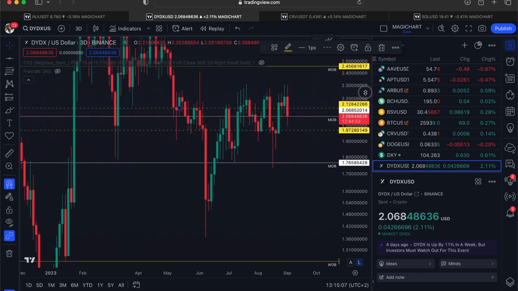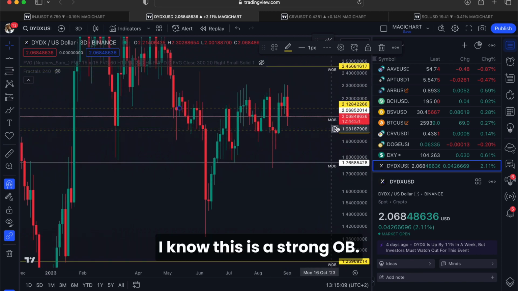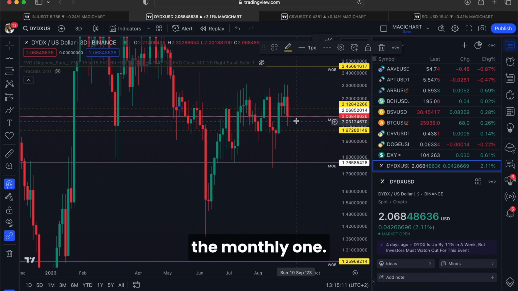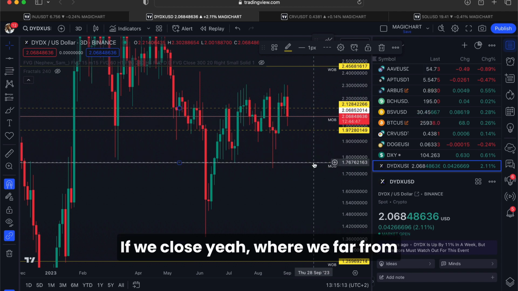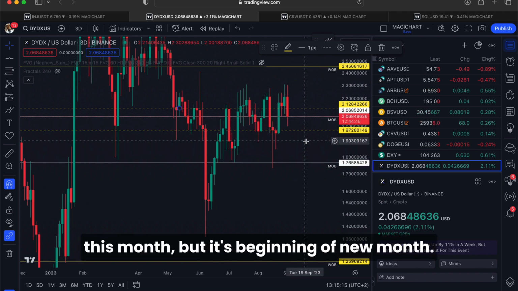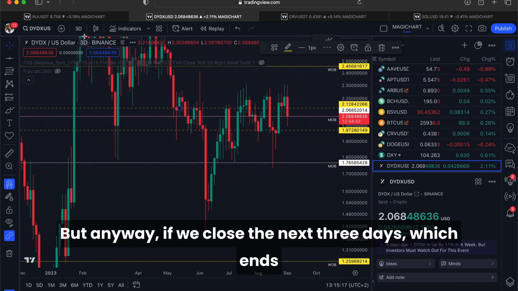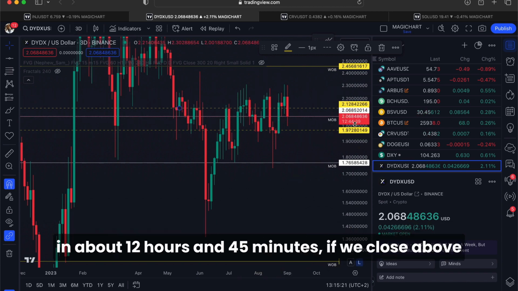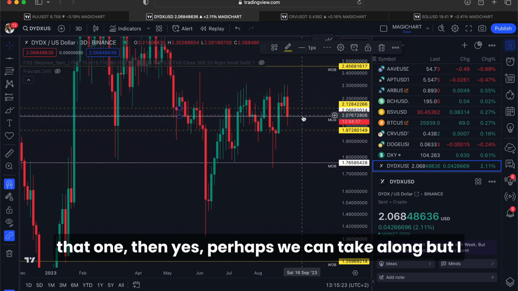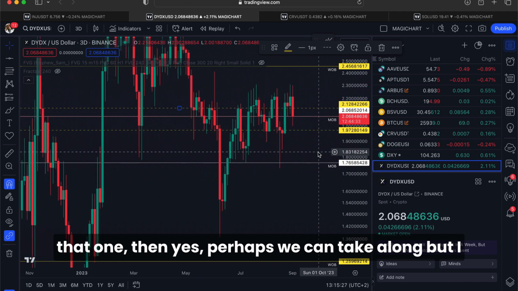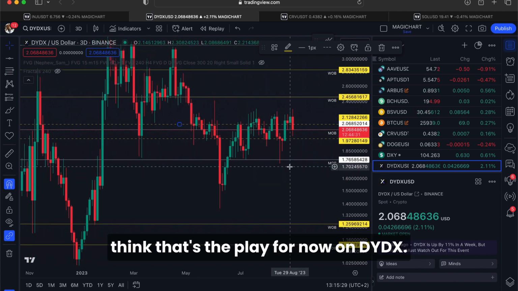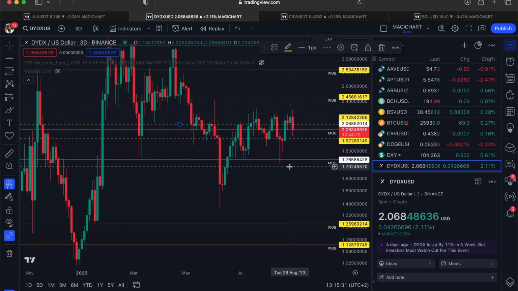I personally know this is a strong order block, the monthly one. We're still far from closing this month, but it's the beginning of the new month. But anyway, if we close the next 3 days, which ends in about 12 hours and 45 minutes, above that one, then yes, perhaps we can take a long. But I think that's the play for now on DYDX.